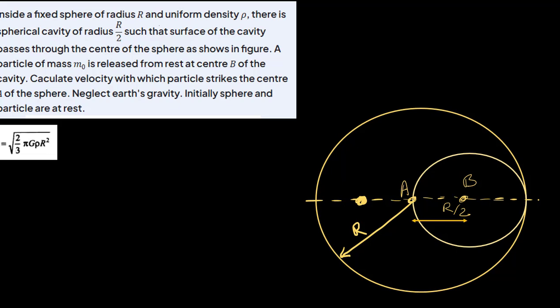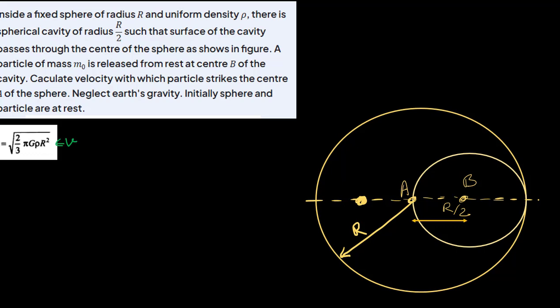Inside a fixed sphere of radius r and uniform density rho, there is a spherical cavity of radius r by 2, such that the surface of the cavity passes through the center of the sphere as shown in figure. A particle of mass m0 is released from rest at the center B of the cavity. Calculate the velocity with which the particle strikes the center A of the sphere. Neglect Earth's gravity. Initially, sphere and particle are at rest. And the velocity is given to be this value. We have to show that the value of v will be the same.